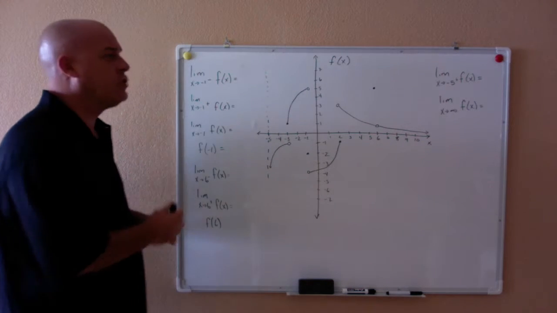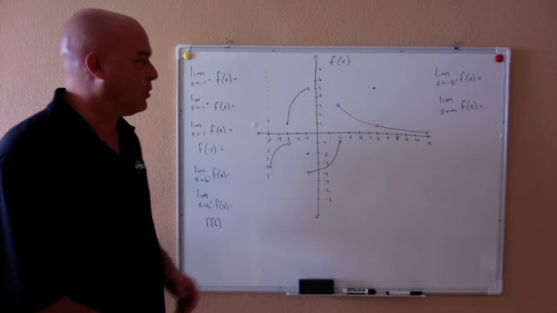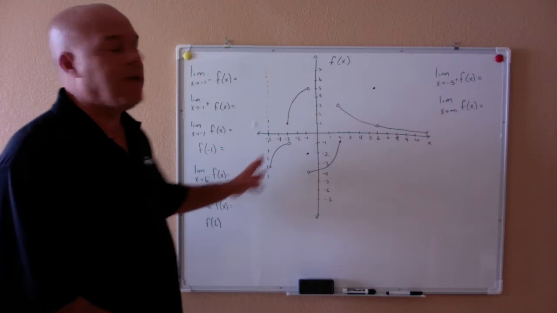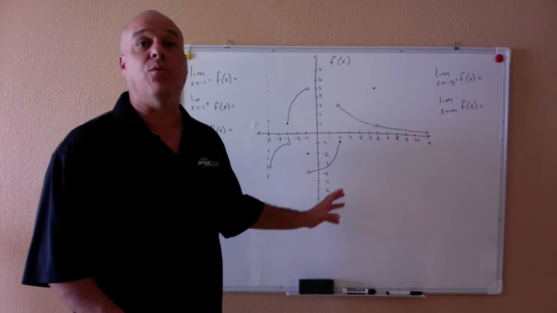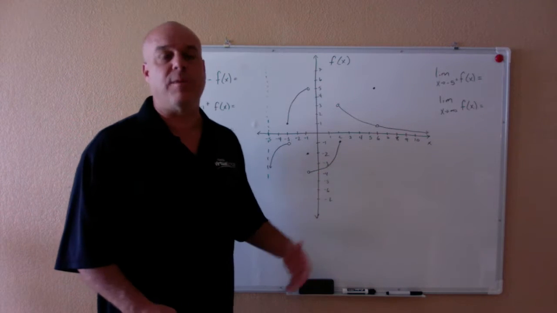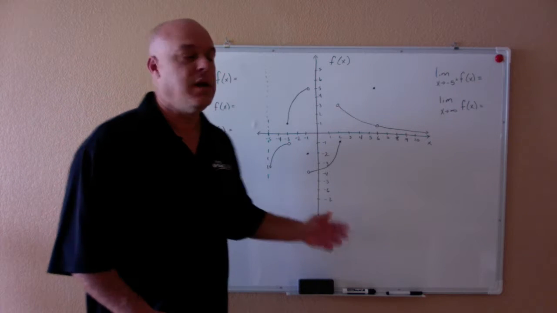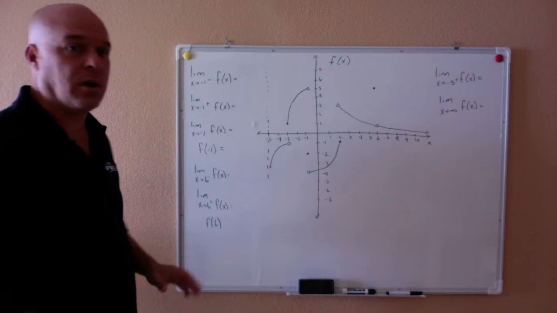I've drawn a sketch of a piecewise function up here. We don't have the actual name of the function, but we do have a picture of what the function looks like. And we're going to use the graph of this function to see if we can answer some questions about the limit of this function as x approaches particular values. And I've chosen some values over here that we're going to look at.